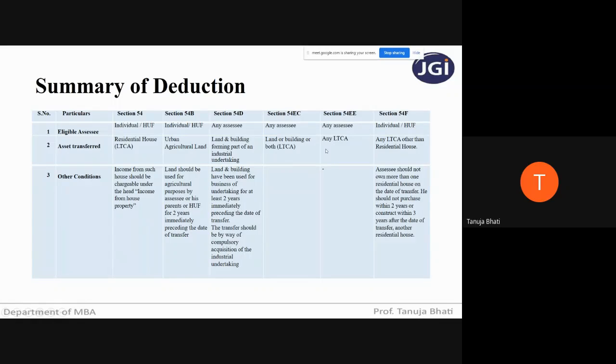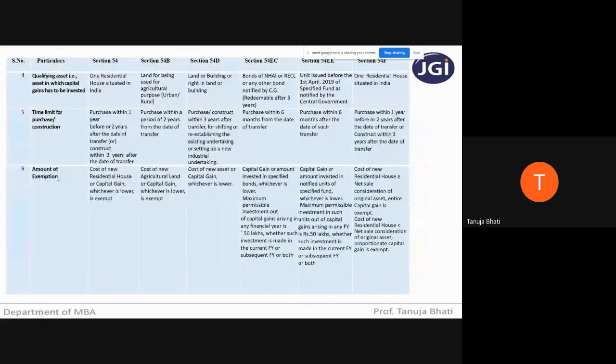54EE is again you're transferring any long-term capital asset and you're investing in the specified bonds. 54F is where, if you're transferring a long-term capital asset other than a residential house, you are investing it in a residential house. Next, we know what is the amount of exemption. You will get the cost of the new asset what you're purchasing or the capital gain, whichever is lower in all these sections, except 54F, because in 54F, the amount of exemption that will be given is based on the cost of the new residential house. You have to compare it with the net consideration.